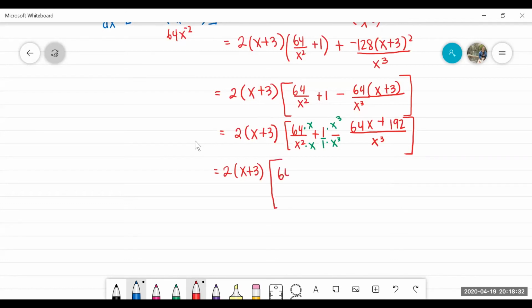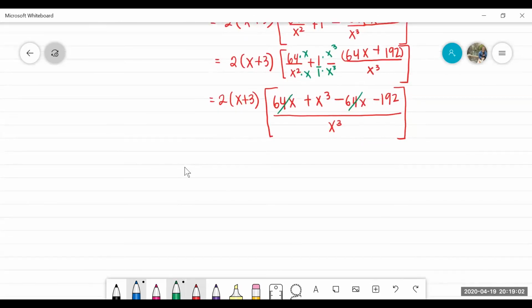So we've got 64x plus x cubed minus, and this negative is going to affect this as a group, so minus 64x minus 190 all over x cubed. So notice that these are going to cancel, and we're going to be left with 2x plus 3 times x cubed minus 192 over x cubed. And no, you cannot cancel those two. Okay, so we are setting these all equal to 0.